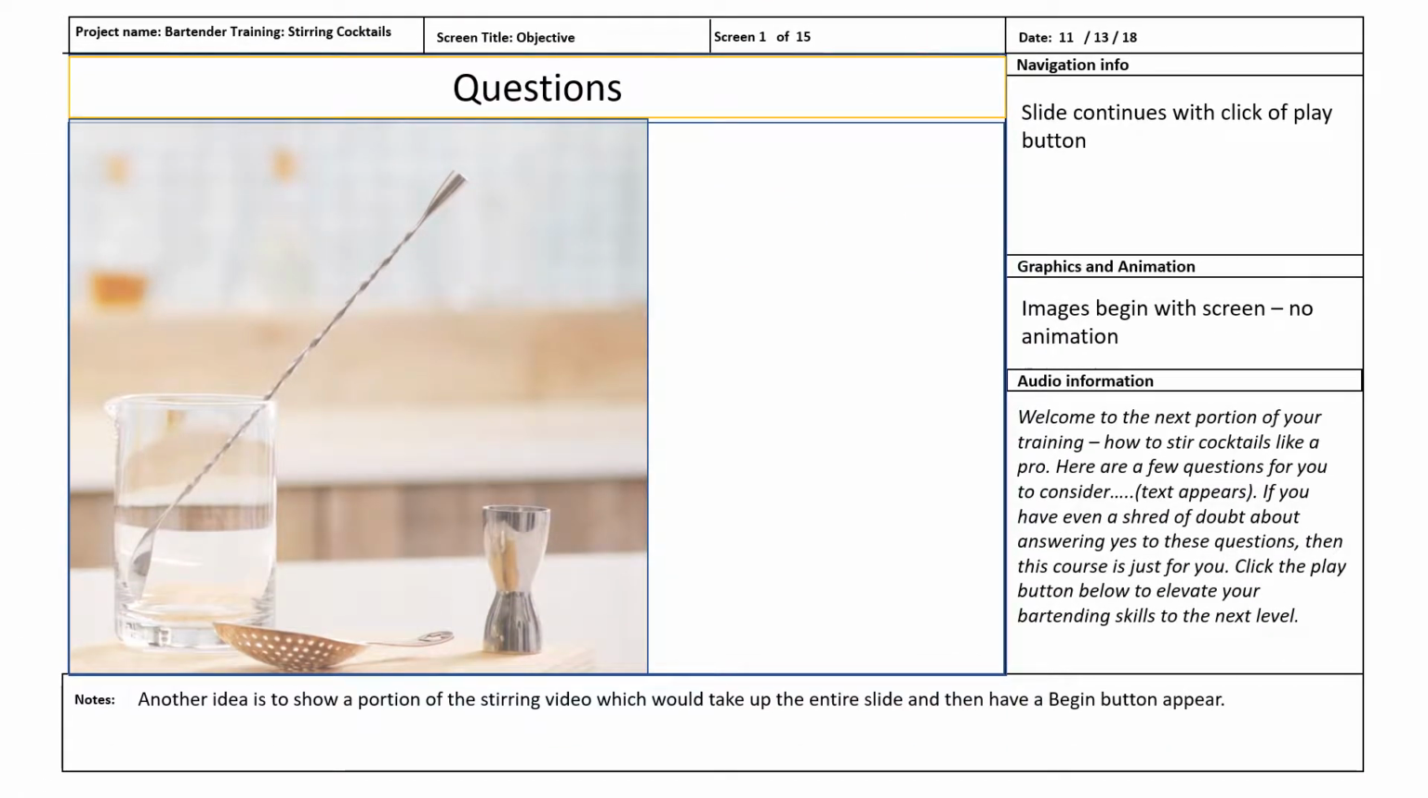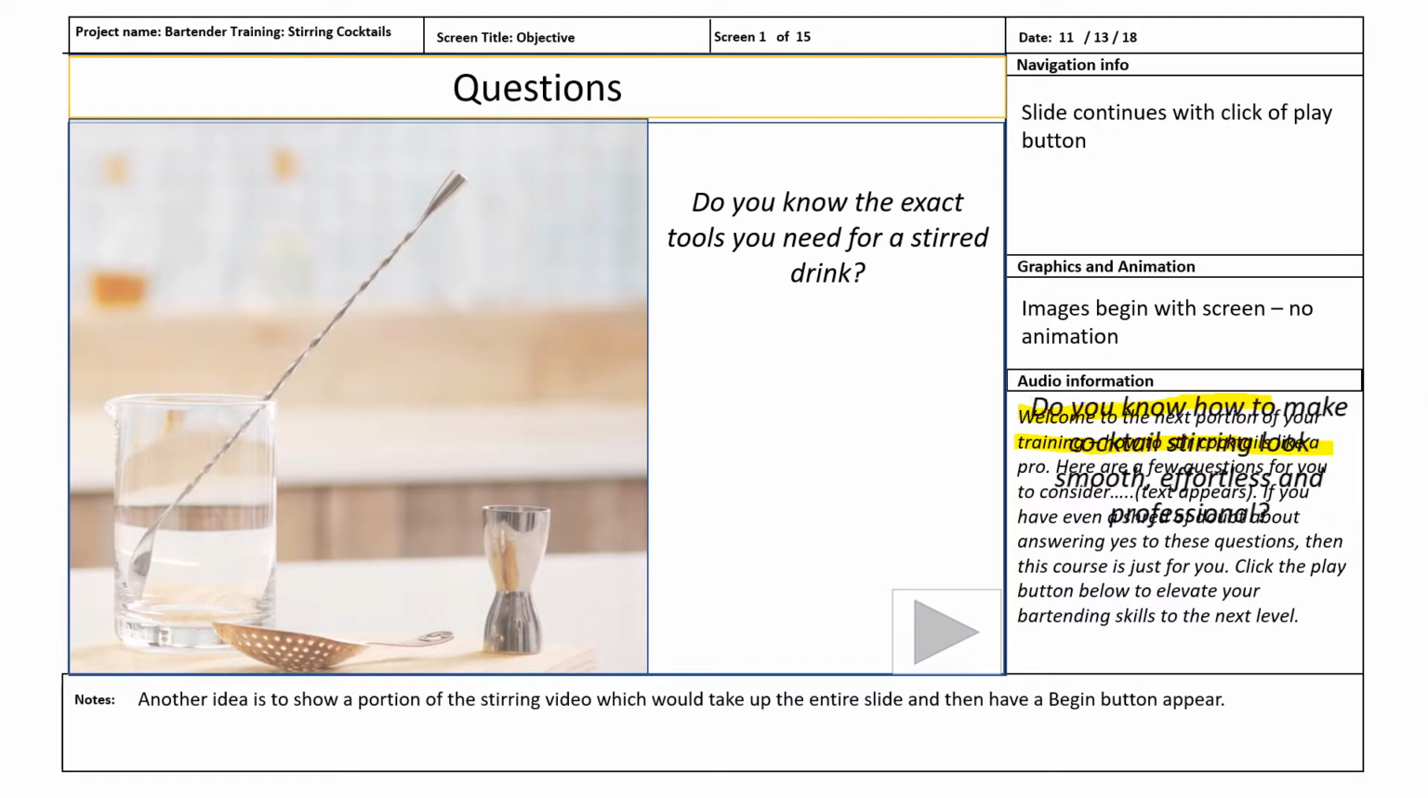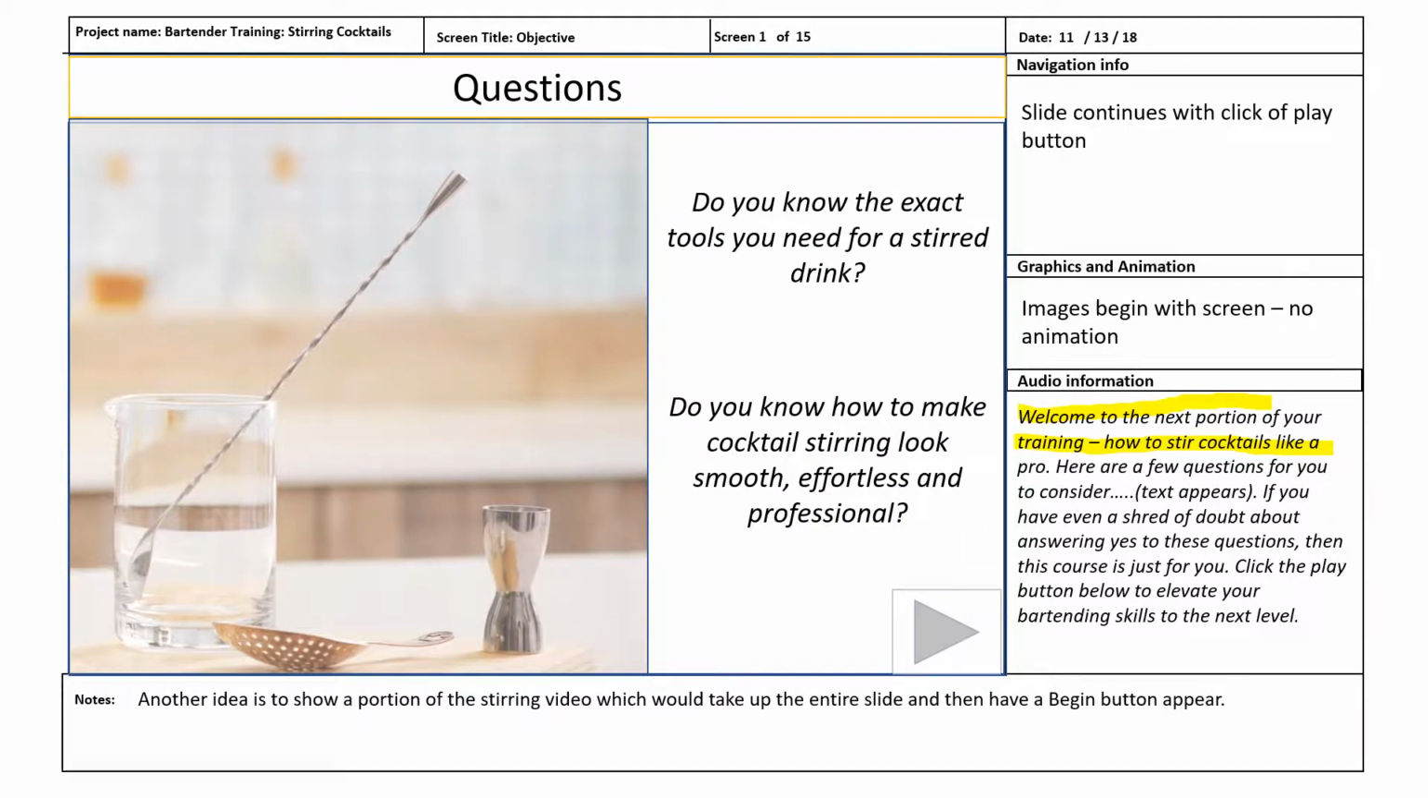This is the first slide of the training. Immediately, the screen will show the semi-transparent image of a proper cocktail stirring setup, along with some audio that'll occur welcoming the user. I included these details on the side here. Following the audio, text questions appear to get the user to think about their own skill level and how this course could address their gaps.